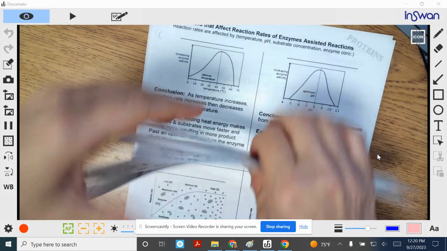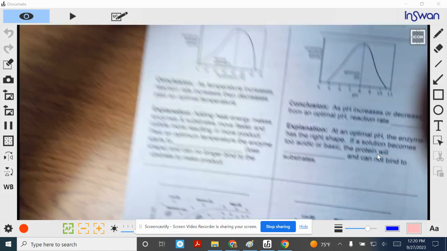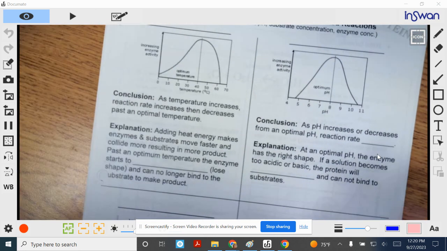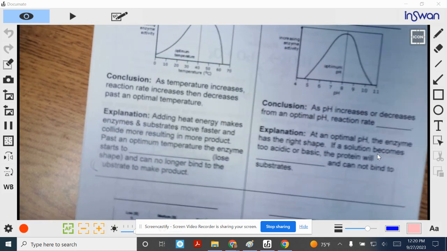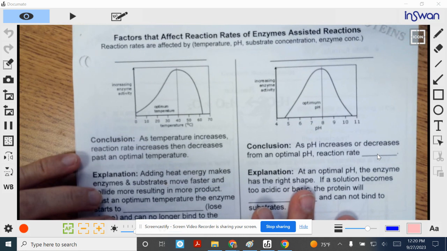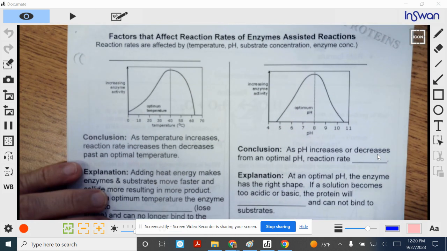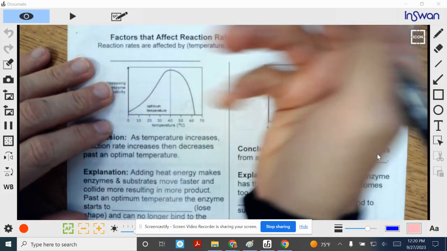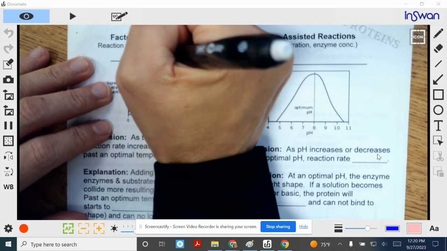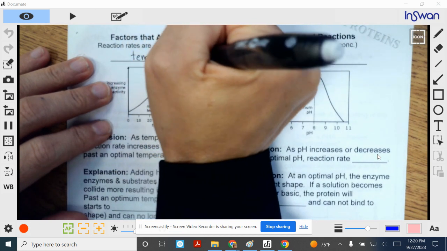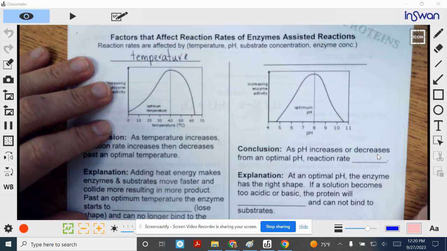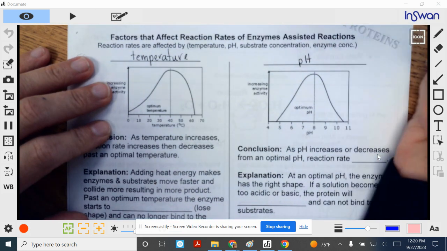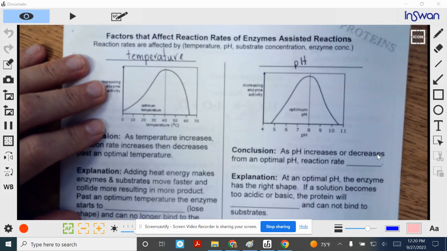All right, let's go ahead and put some stuff down now in our notes. Move this up a little bit. And here we go. So one thing that can affect how fast reactions are taking place is temperature. If we change the pH of the environment, it can affect how fast reactions are taking place.